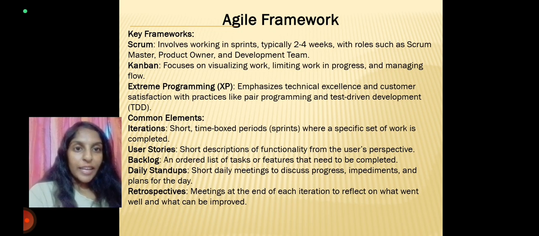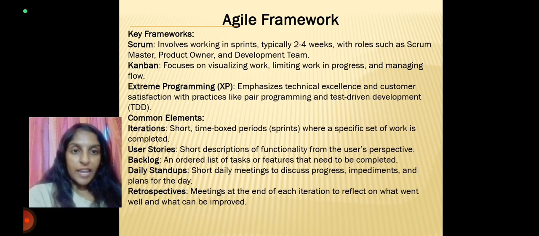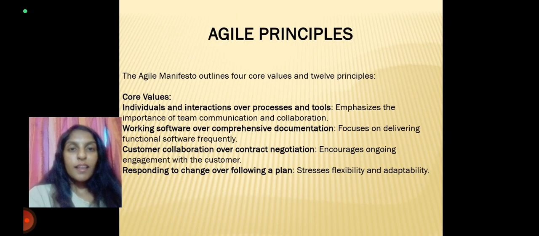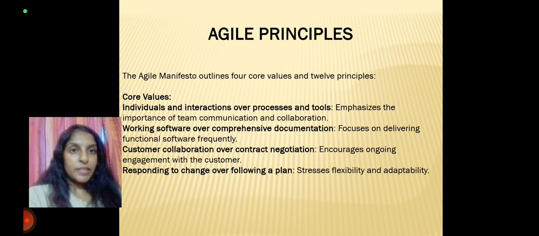A backlog is an ordered list of tasks or features that need to be completed. Daily stand-ups are short daily meetings to discuss progress, impediments, and plans for the day. Retrospectives are meetings at the end of each iteration to reflect on what went well and what can be improved. Now let us see the Agile principles.